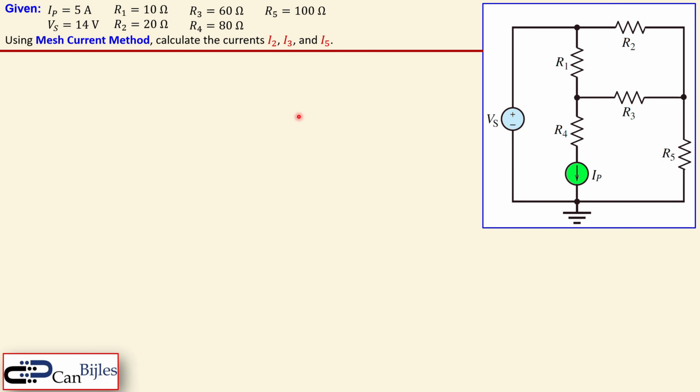So let's look at our circuit. We have this circuit given. You see here the resistors and two DC sources. We have one DC current source IP of 5 amps, one DC voltage source of 14 volts, and we have 5 resistors, and the values are shown here. We would like to calculate using the mesh current method the currents I2, which is shown here, the I3, which is shown here, and the I5, which is shown here. So we need 3 currents here.